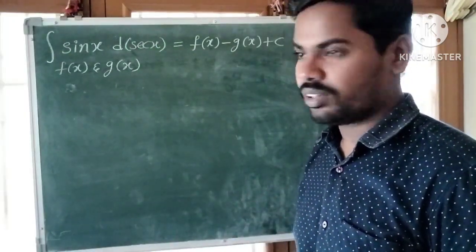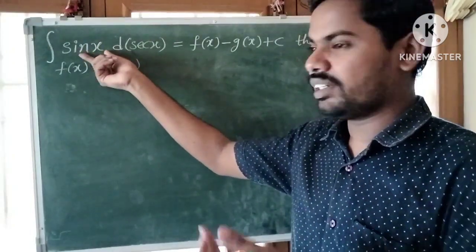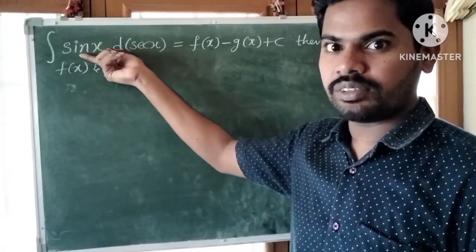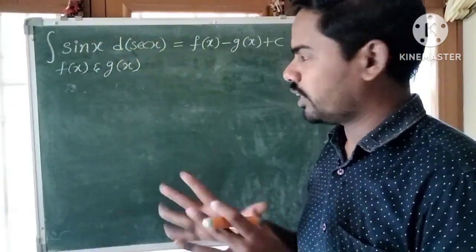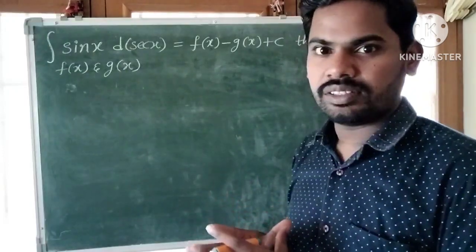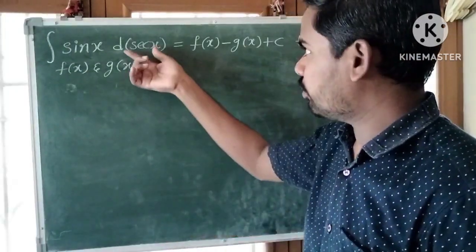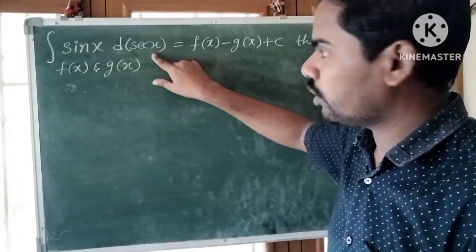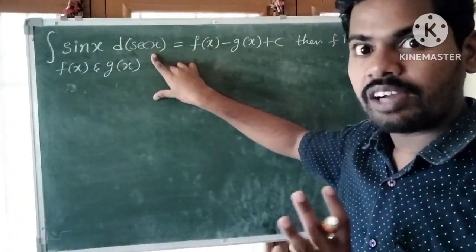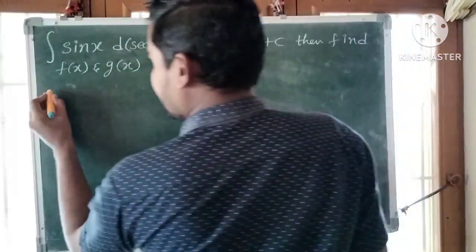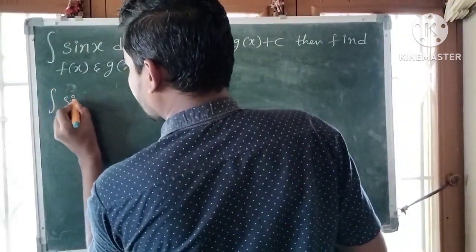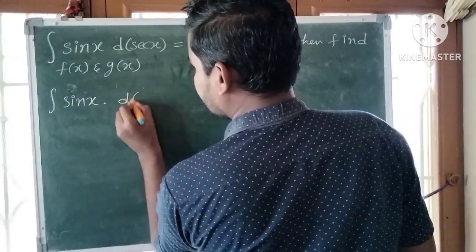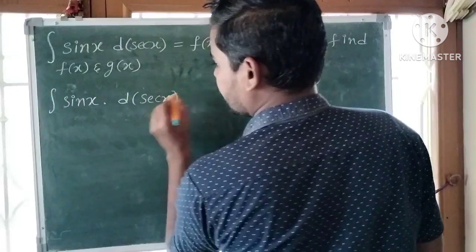integration of any function with respect to x, like integral of some trigonometric function dx or integral of some algebraic function dx, but here it is given with respect to secant x. To solve this type of problem we have to make some adjustments. Say integral sin x into d of secant x.